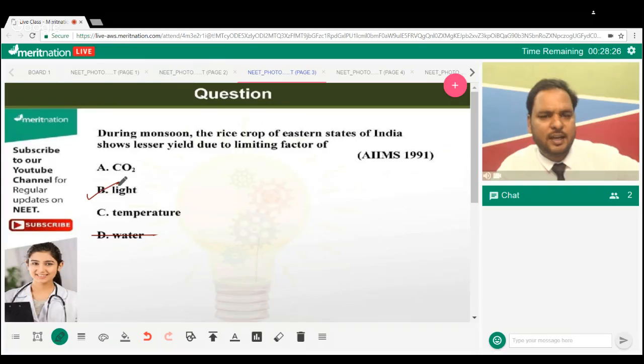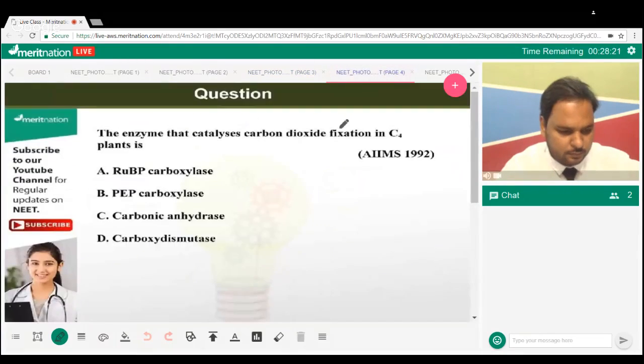I think, yes, exactly, we have understood it. Let's move on to the next one. The next one, everyone. The enzyme that catalyzes carbon dioxide fixation in C4 plants is. Think about this question, everyone. A, RuBP carboxylase, B, PEP carboxylase, C, carbonic anhydrase, and D, carboxy dismutase. Think and then give the answer.